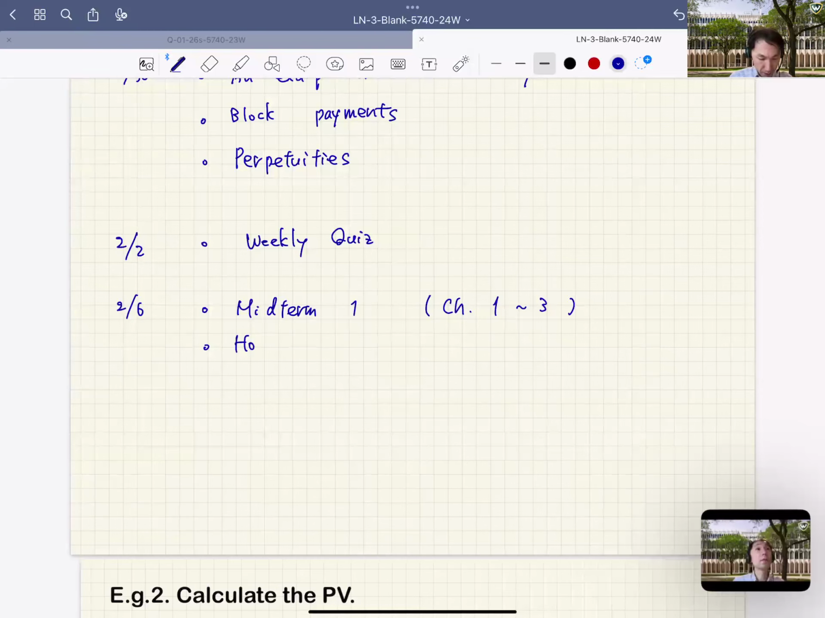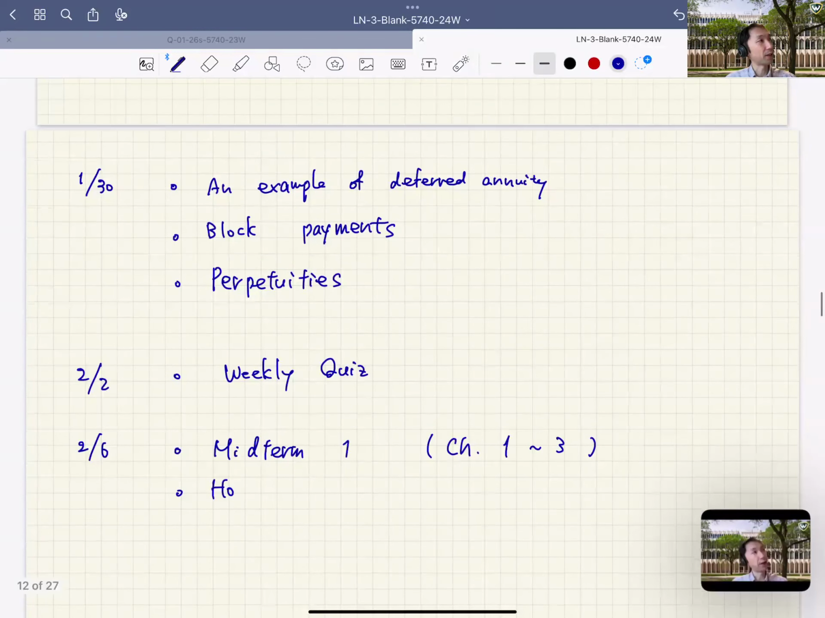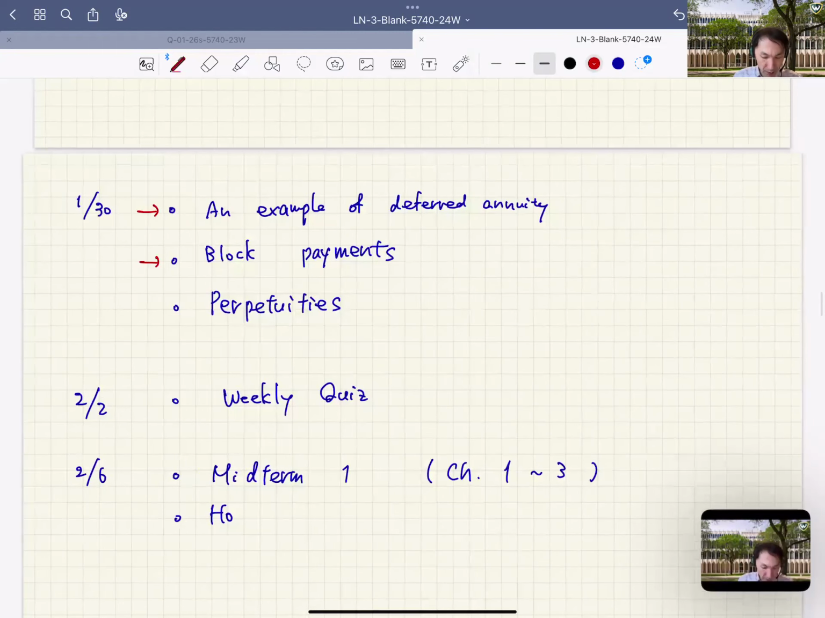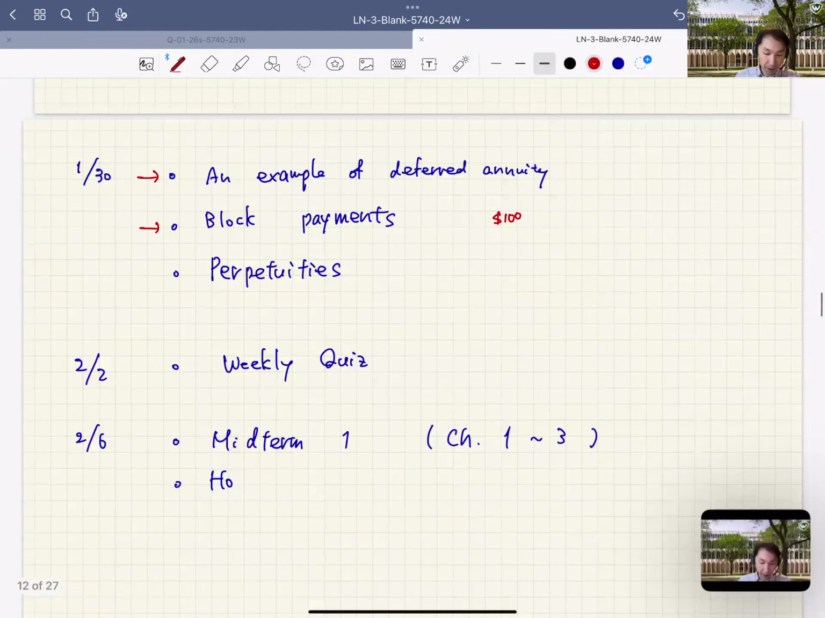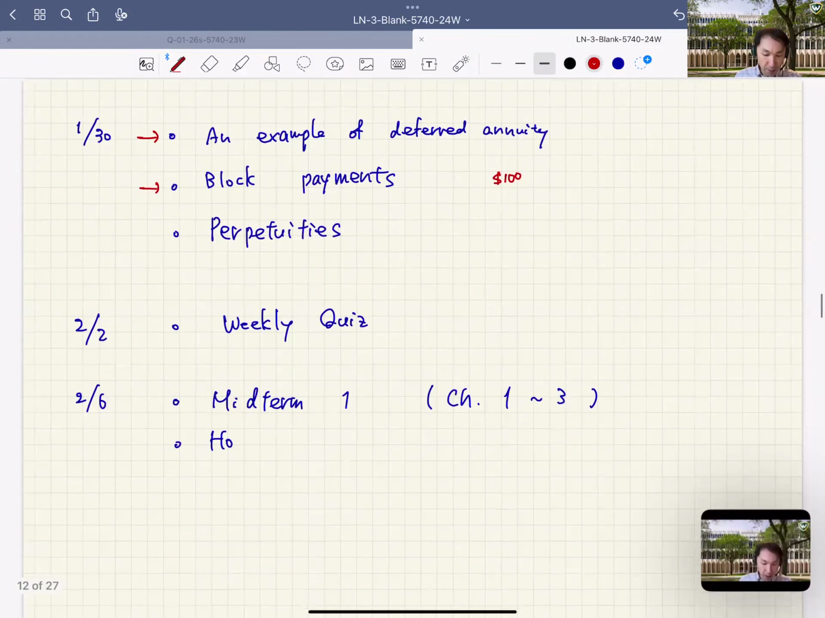Okay, so first, today's topics. We continue the deferred annuity. We don't really use the technique introduced last time, but we have a different kind of deferred annuity in today's example. The next topic is block payments. Block payments means, for example, we have $100 payments for 10 years, but after that, we have $200 payments each for the next 5 years or something like that. We calculate the present value and accumulated value of the block payments.